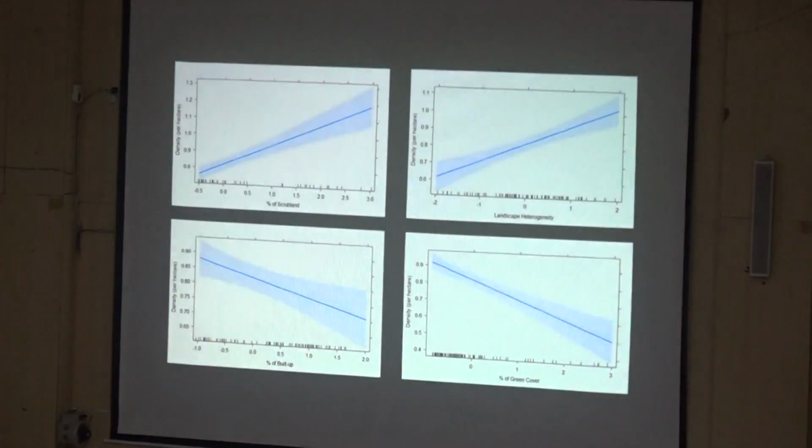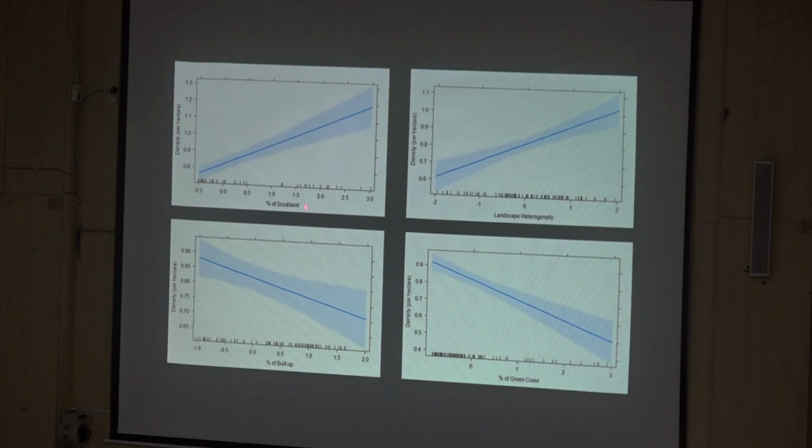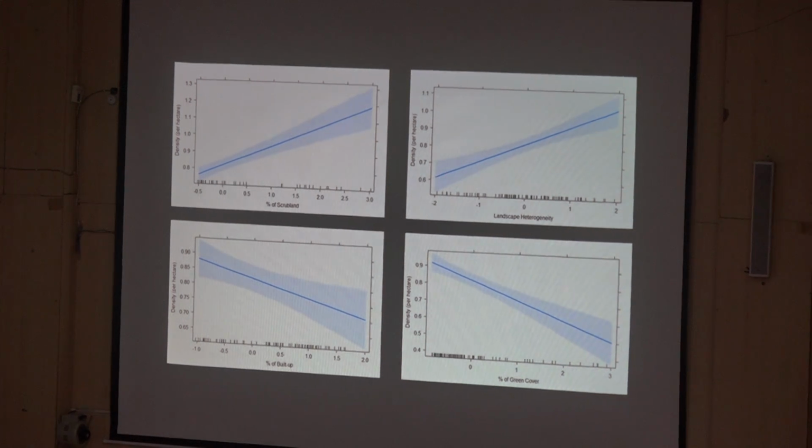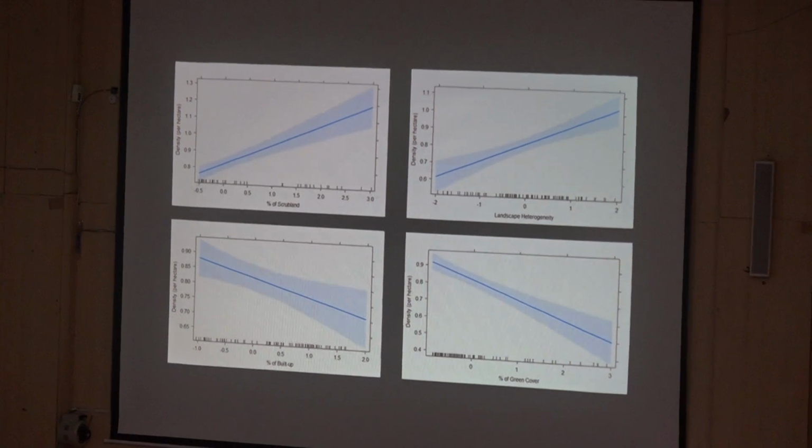For density, it was seen that as the percentage of scrubland in the matrix increased, there was a clear increase. Landscape heterogeneity showed a clear positive influence on the density.